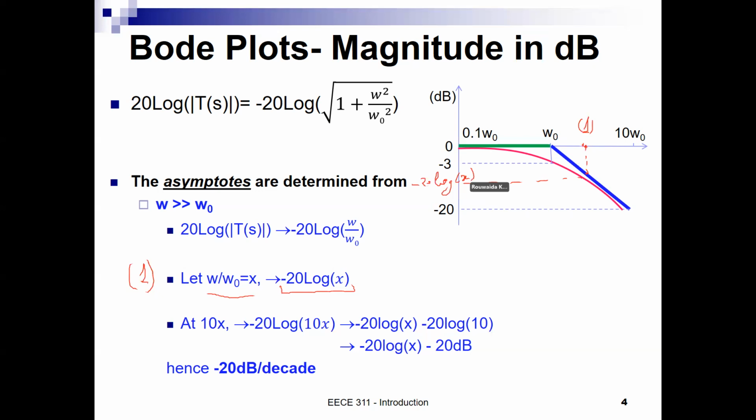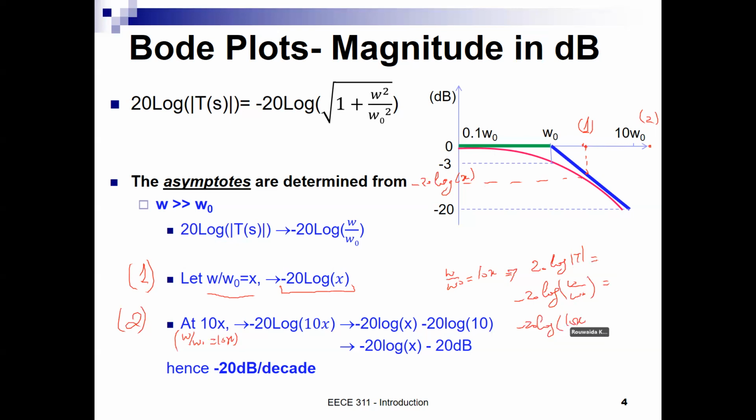And now let us consider a second point, point number 2, where ω/ω0 is equal to 10x. It is 10 times the frequency at point 1. So let us look at this point 2 here. And if ω/ω0 is equal to 10x, this implies that the 20 log |T| at this point is equal to minus 20 log of ω/ω0, which is equal to minus 20 log of 10x.